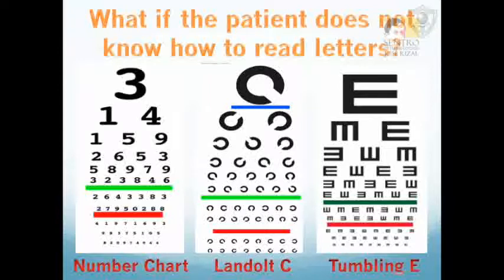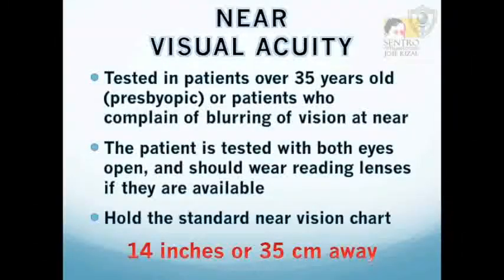If the patient does not know how to read the letters, try using the number chart, the Landolt C chart, or the tumbling E chart. Near visual acuity is tested in patients over 35 years old, or patients who complain of blurring of vision at near. The patient is tested with both eyes open, and should wear their reading glasses if they are available.